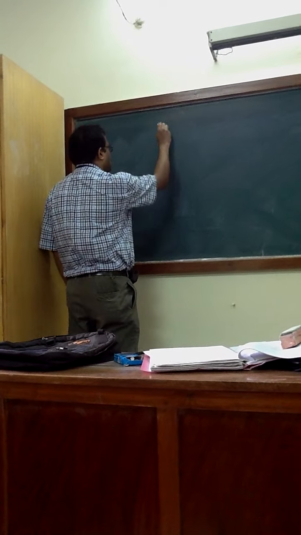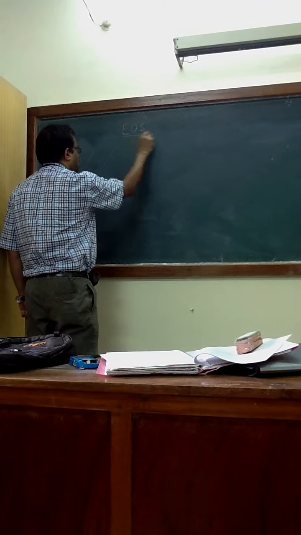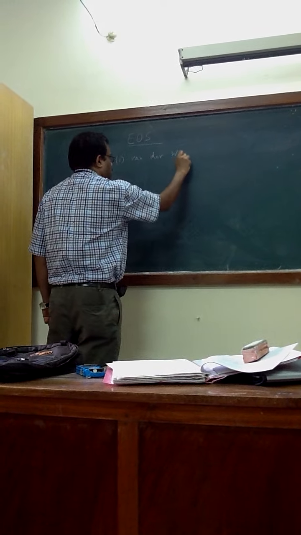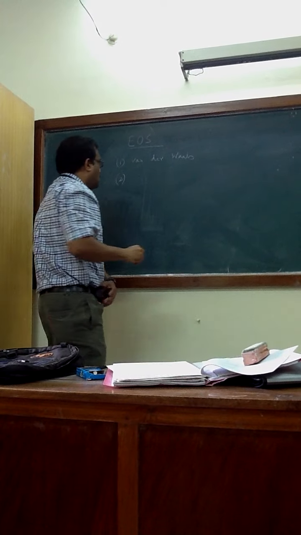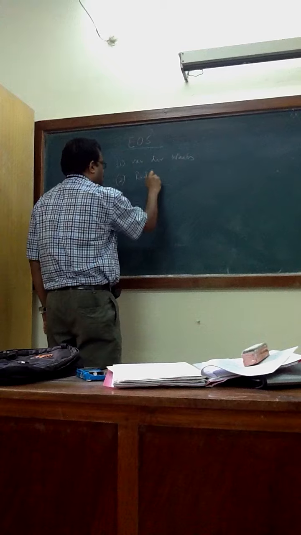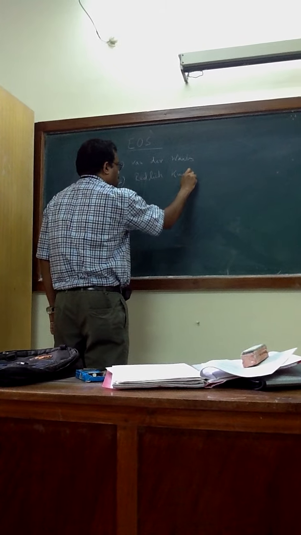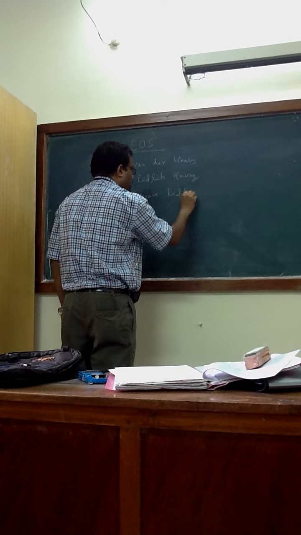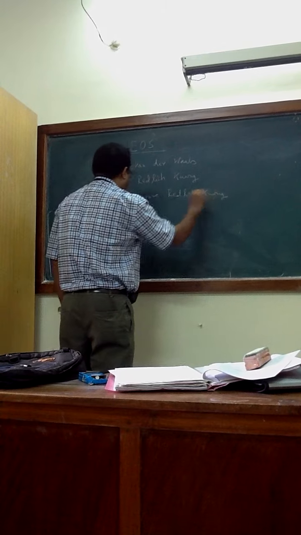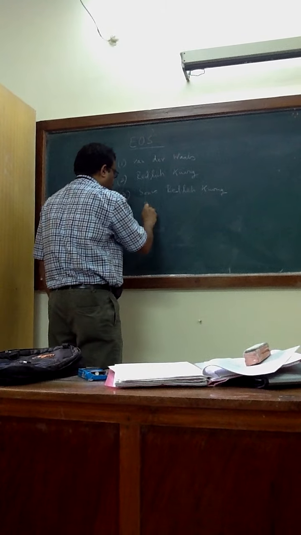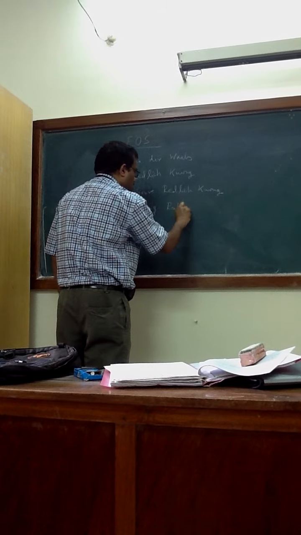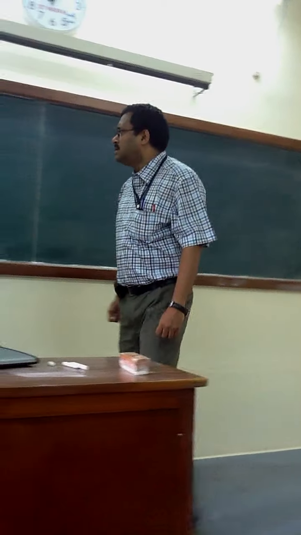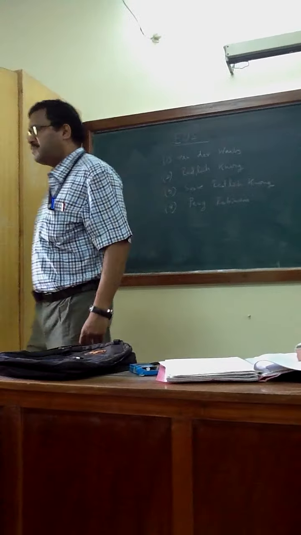And we have found the cubic equations of state: number 1 is van der Waals, number 2 is the Redlich-Kwong, number 3 is Soave-Redlich-Kwong, and number 4 is Peng-Robinson. And these are all cubic equations of state.